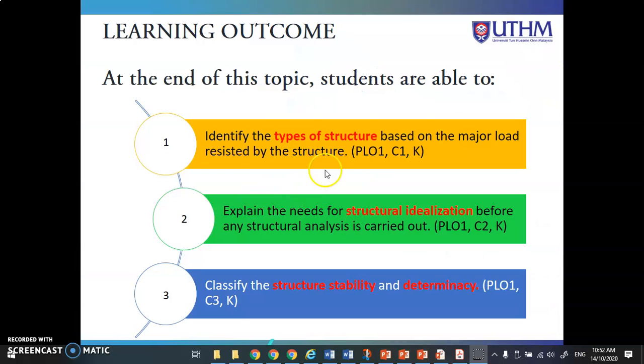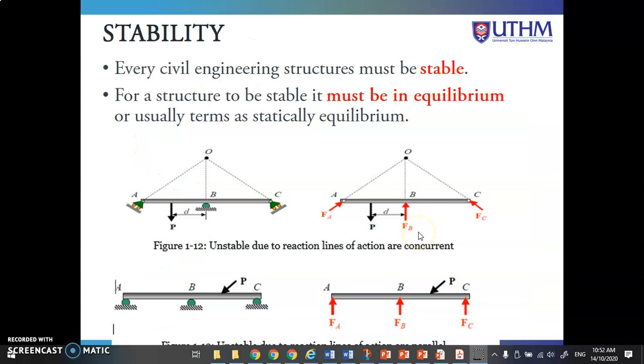Okay, we continue from the previous video. In the previous video we already studied, or I already explained, the types of structure and also how to do structure idealization. Okay, so the next one is the structure stability and determinacy. Let's proceed with the stability.